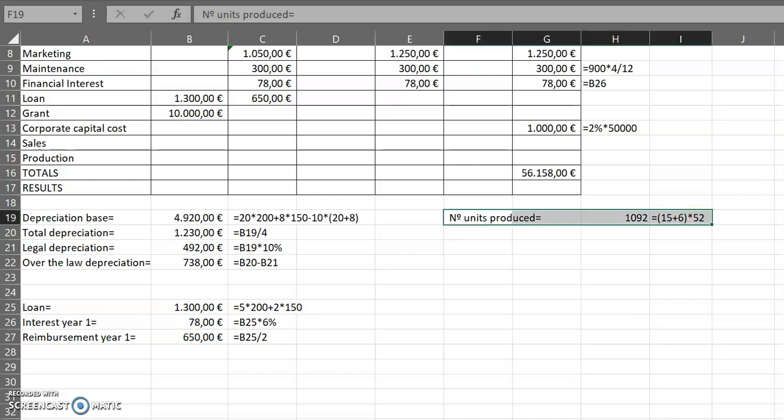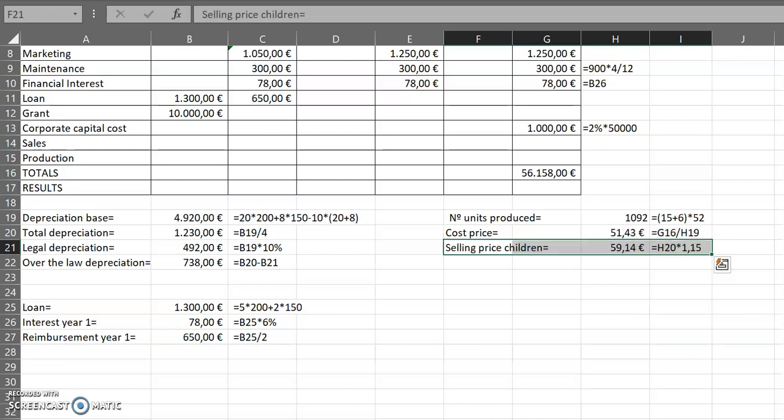Once we have this, we can calculate cost price, and it's going to be dividing total cost by the number of units produced we just calculated. And now we have 2 different prices, one for renting adult bikes, another one for renting children bikes. So in case of children, we need to do a 15% margin of the cost, and in case of adults, this margin is at 20%.